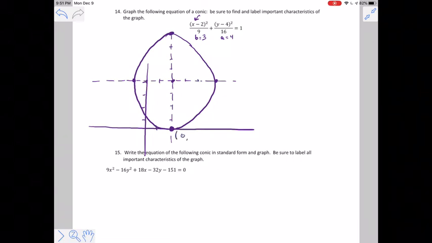So this is the point 2, 0. This up here is the point 2, 8. This is the point 5, 4, and negative 1, 4. Now the only thing we don't have are the foci.